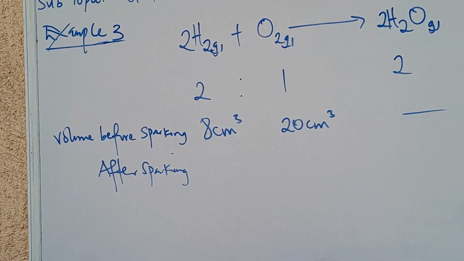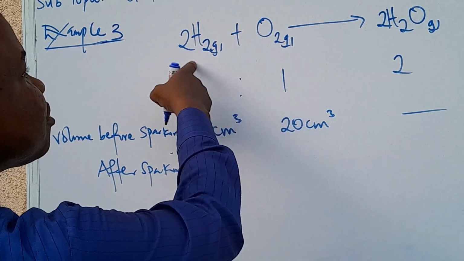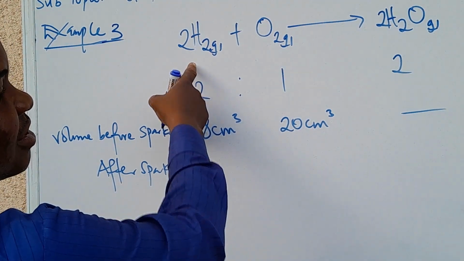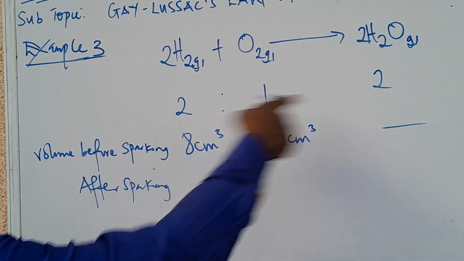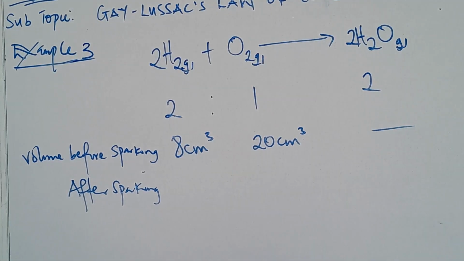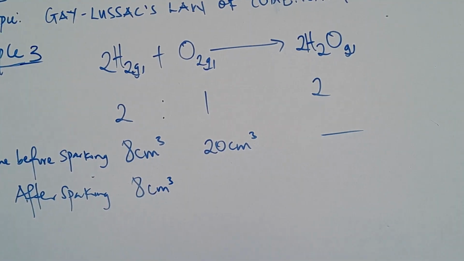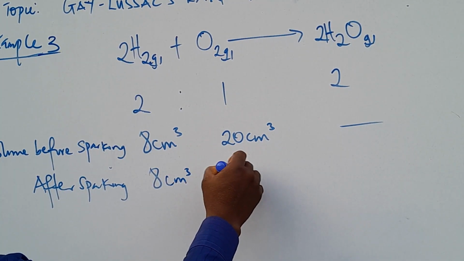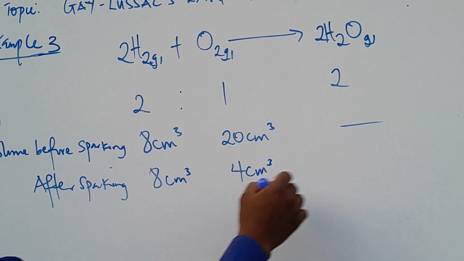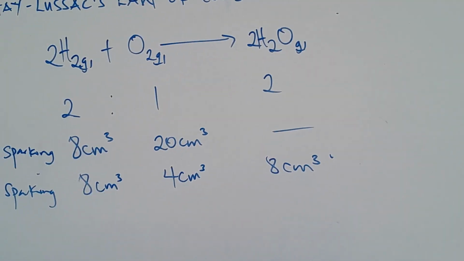What's the volume after sparking? According to this, if 20 of this reacts, or is used to burn hydrogen, of course we cannot have 40 here, because whatever we have here, we must have double of it here according to this reaction. So in other words, 8 of this will be used up. Half of 8 will give us what? 4. Did you get that? And we have 8 cm cube on the product side.